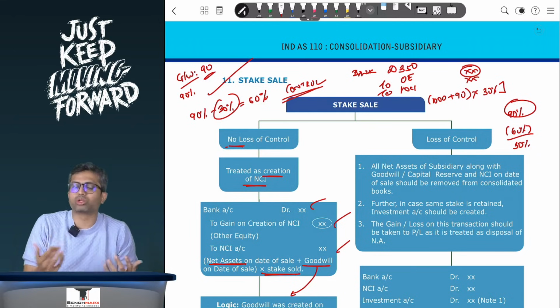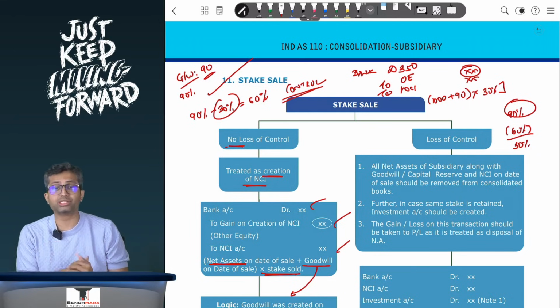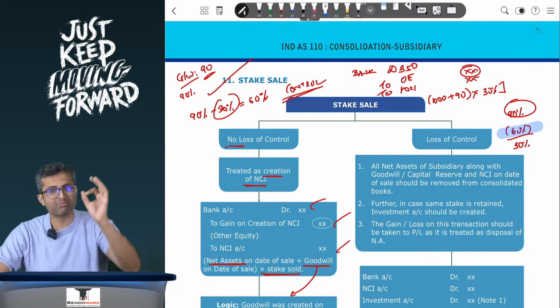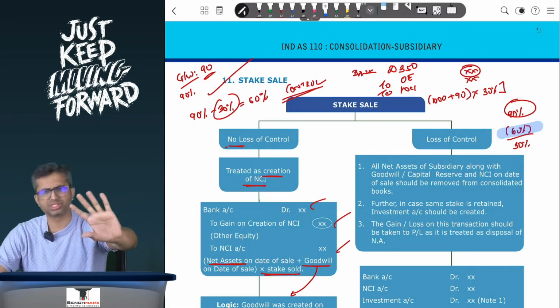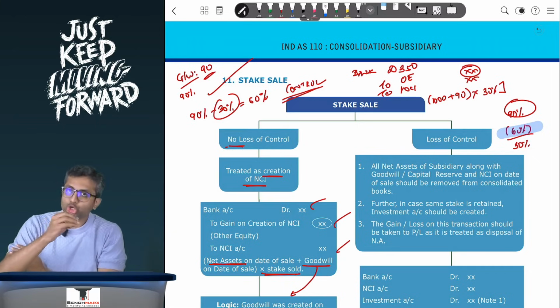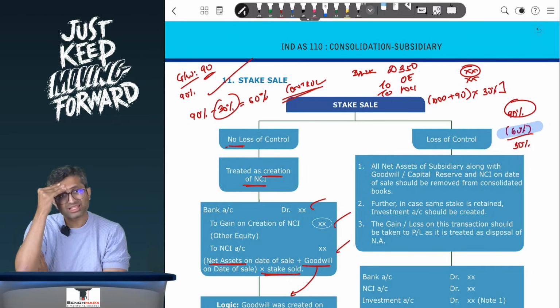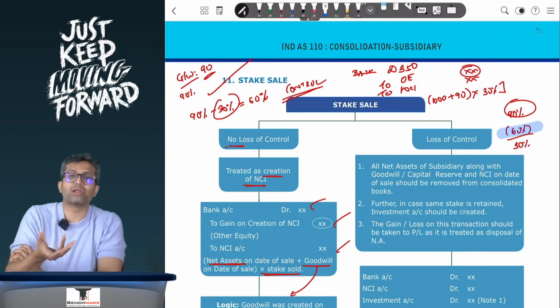In return, what are you getting? Well, in return, you are getting consideration. But remember that consideration is only for the 60% stake. So bank account debit, whatever is the consideration for the 60% stake, you will write to net assets, to goodwill. You will also debit the NCI. But is there anything else? Well, yes. Now investment will have to be created.